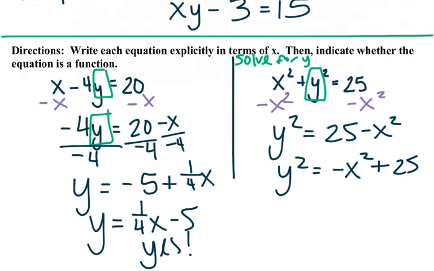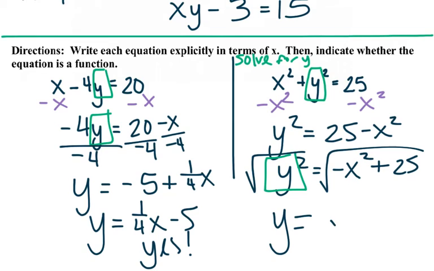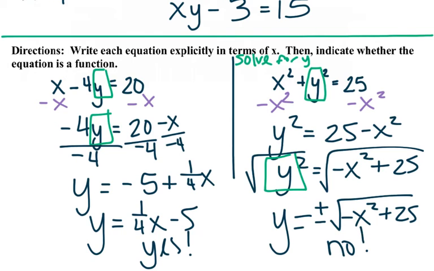The last thing I'm going to do, remember I'm trying to get y by itself, I've got to get rid of that square. The opposite of squaring is to square root both sides. So when you square root y squared, it's just y equals the square root of -x squared plus 25. Always remember, anytime you take a square root, there's an understood plus or minus. This one is actually going to be a circle, and that's not a function.